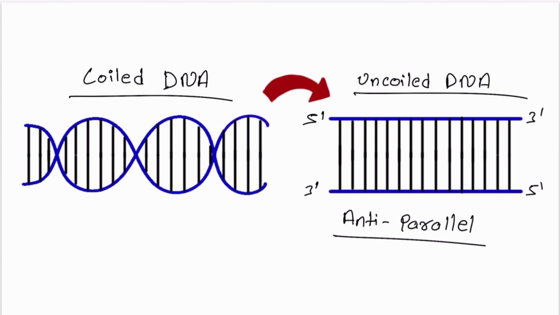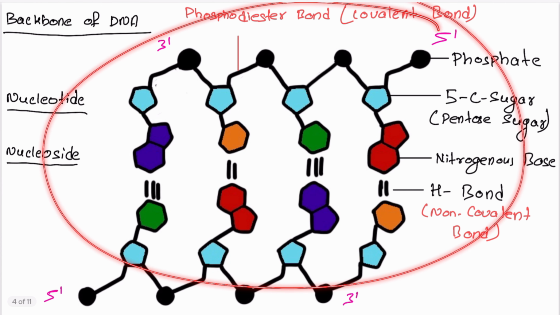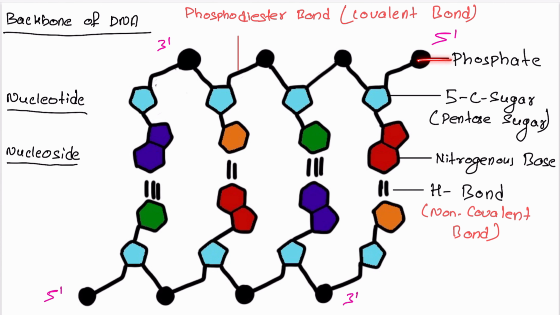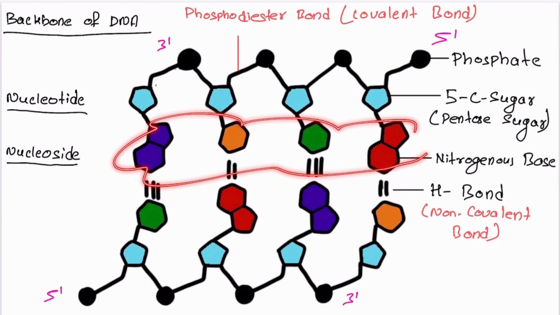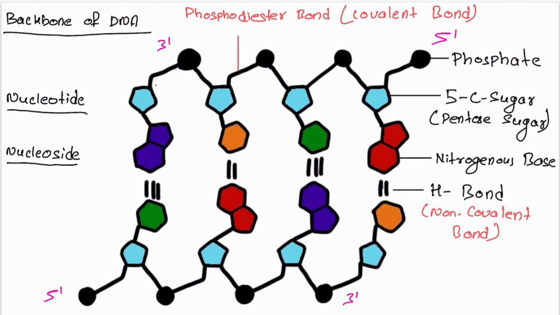Now, if we look at the chemical structure of the DNA, we get something like this. In this, the black one is known as phosphate. These blue structures are called 5-carbon sugar, which is also known as pentose sugar. And these colorful structures are called nitrogenous bases. And the nitrogenous base of one strand binds with the nitrogenous base of the opposite strand with a non-covalent bond, which is called hydrogen bond. It is a breakable bond.